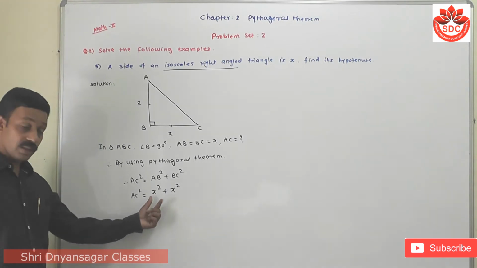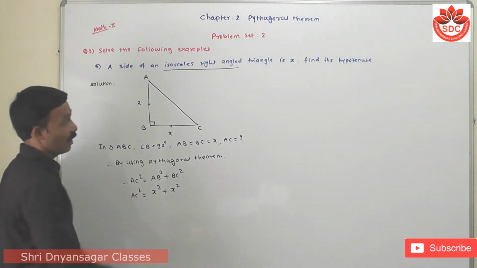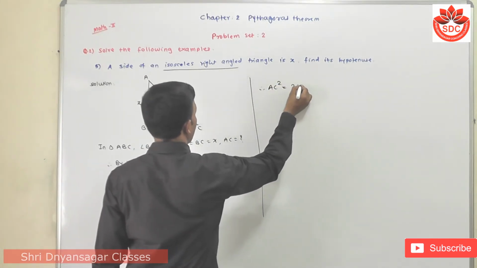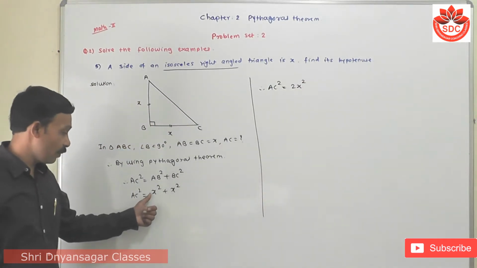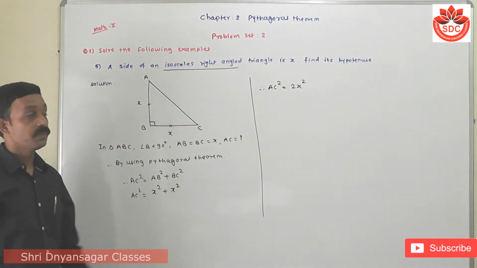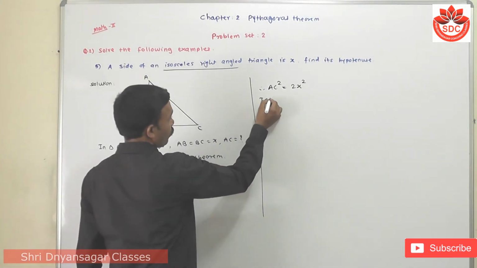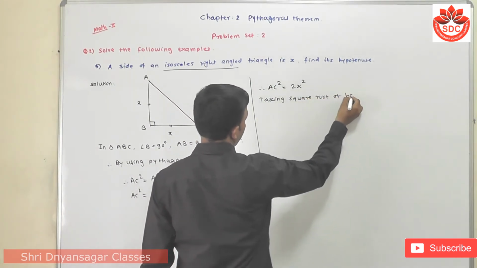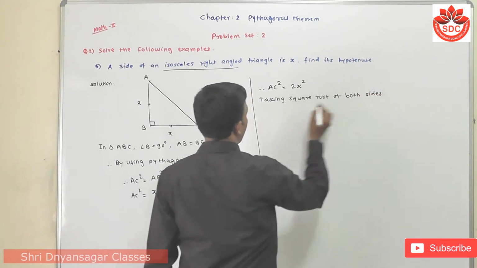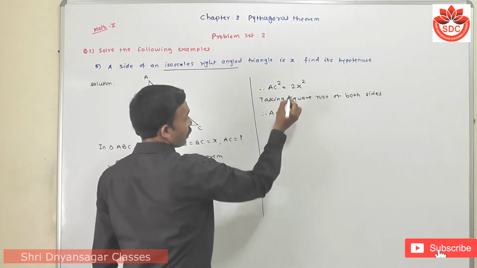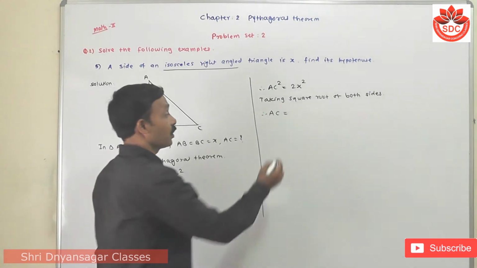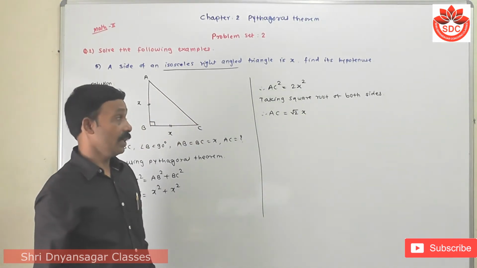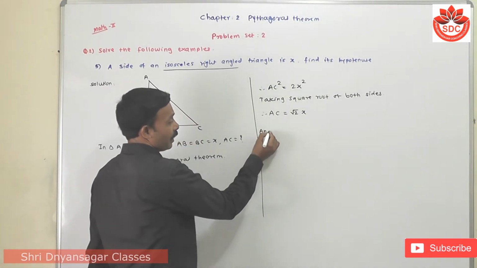Now the addition of these two, x square plus x square, becomes twice x square. I have to write here: therefore AC square is equal to twice into x square. Look here, we have to add the coefficients, 1 plus 1. Then taking square root, and the square root of x square is x. That means the answer in a full sentence.